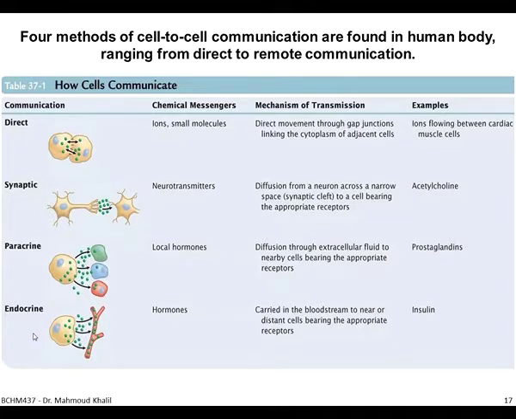For the endocrine communication, we have discussed that the endocrine cell will secrete the hormone into the bloodstream. Of course, one of the major hormones is insulin, and it will be carried by the blood either to nearby or to relatively distant cells, which should have the receptor for that hormone.